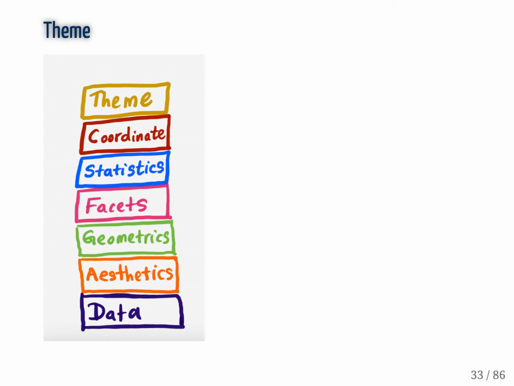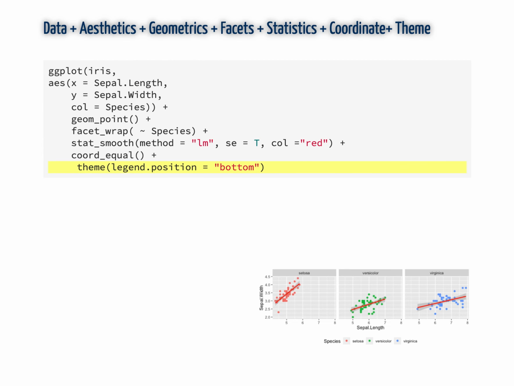Next layer is theme. The theme layer allows you to customize the non-data elements in the plot. In this example, I use the theme layer to change the legend position. There are many other things that you could do with themes. I don't have time to go over every single option. If you want to explore further than what we discussed here, I encourage you to read the recommended textbook of the course.